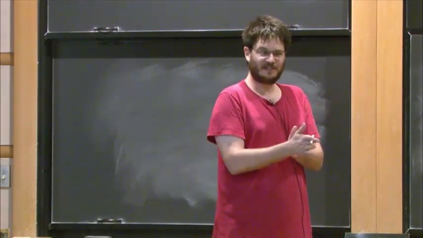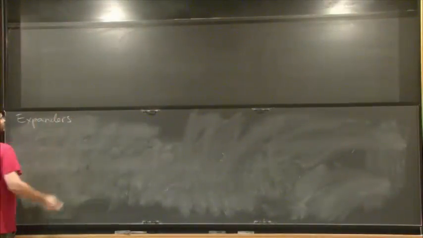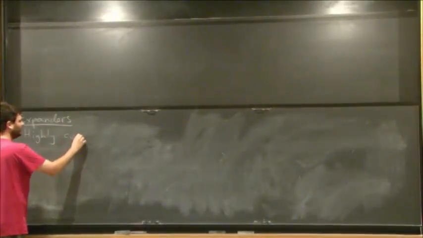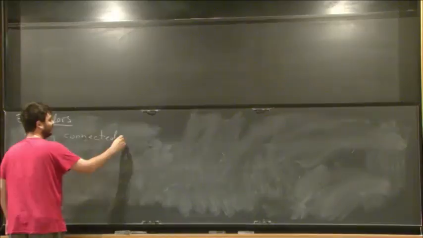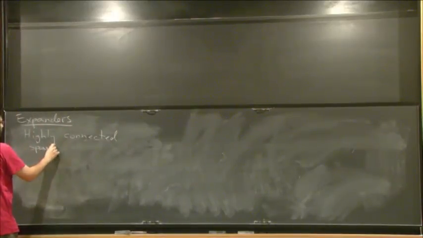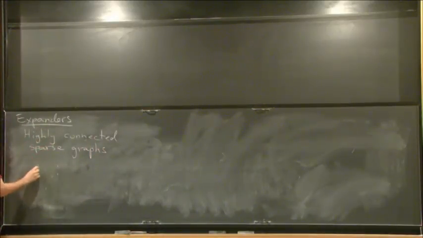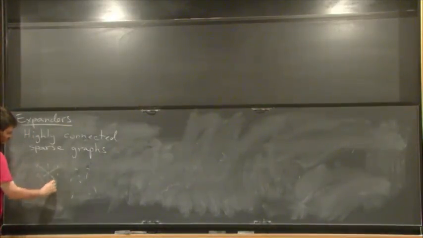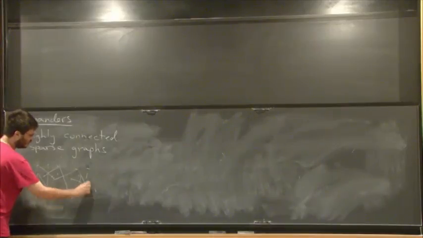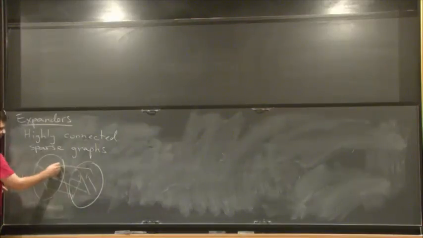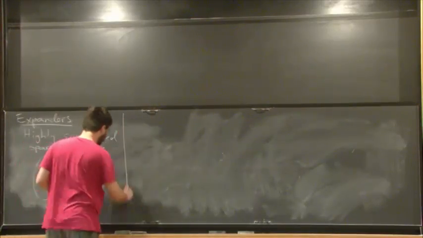Okay, I'll start with a little about expanders. So the classical expanders are highly connected, preferably sparse graphs. So we want, for example, a graph which cannot be partitioned easily. So if I take any partition of the vertices, I have a lot of edges crossing between the blocks.